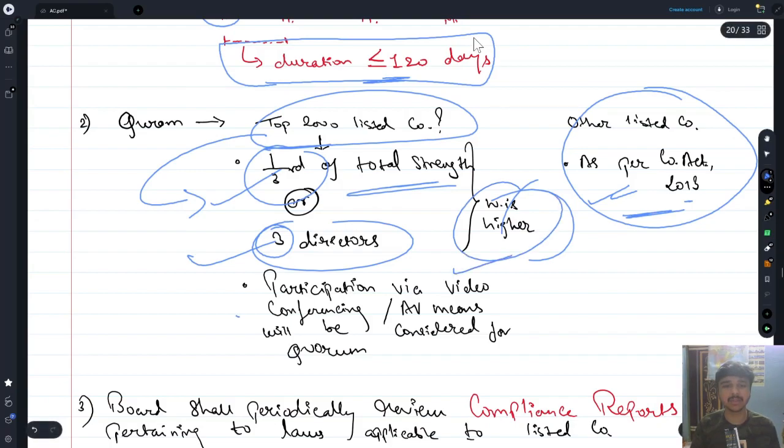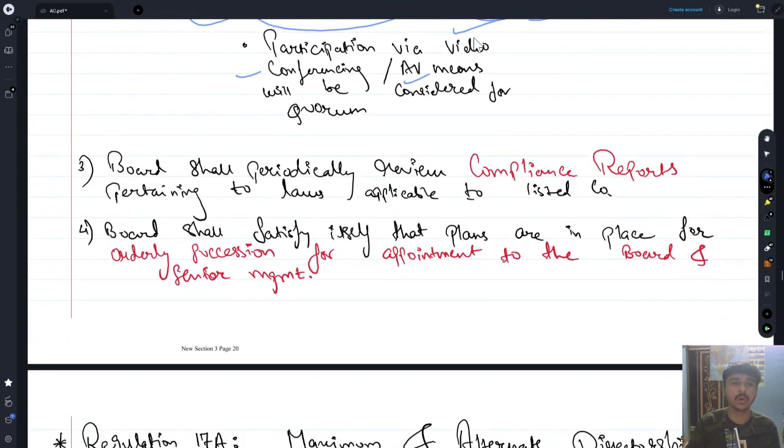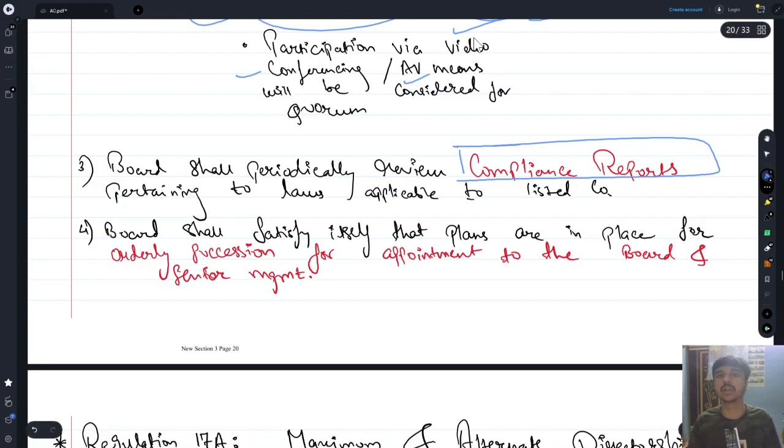And even if you participate by video conferencing or any other AV means, it will be considered for the purpose of quorum. Now, the board shall periodically review the compliance report pertaining to laws applicable to the listed company. We as auditors are also going to check SA 240, I guess, regarding the consideration of laws during audit. That was the standard on auditing. In the same way, the board has to periodically review the compliance report relating to the various laws applicable to the listed company. They need to check it.